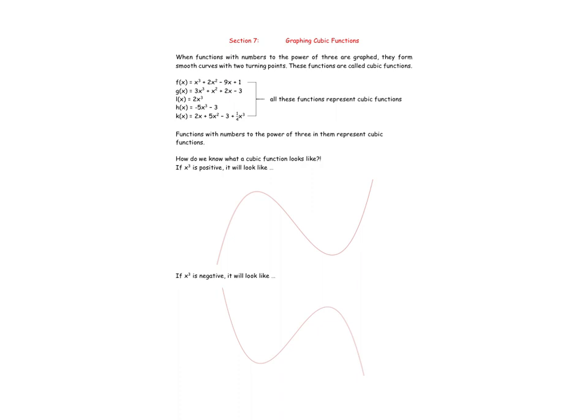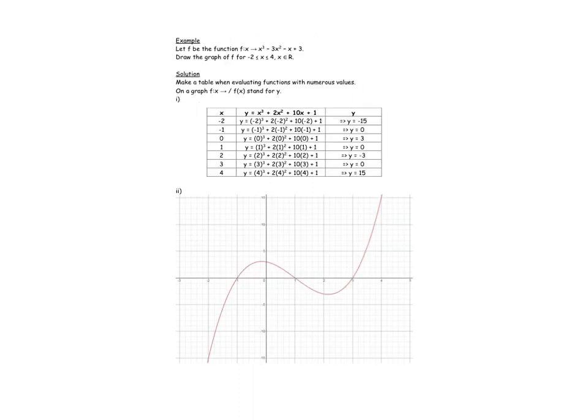So in this video, we're going to go through one example where it's done for you, and then the second example I'm going to go through with you. The first example says let f be the function f of x goes towards x cubed minus 3x squared minus x plus 3, and it asks you to draw the graph of f between x is minus 2 and 4.